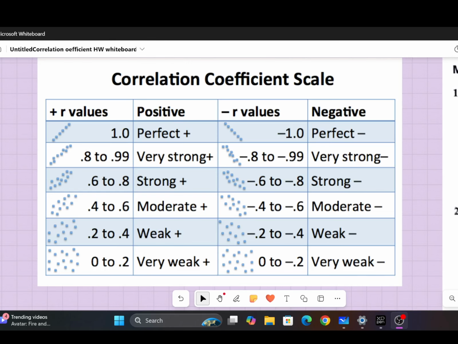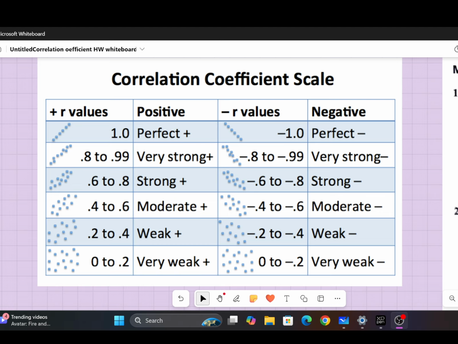Hey everyone, just wanted to go over homework number 10, which is correlation coefficient, with you guys, and make sure that everybody gets this homework turned in. So you're going to be completing pages 378 to 379 in your workbook. You should be taking a picture and uploading it into Google Classroom.